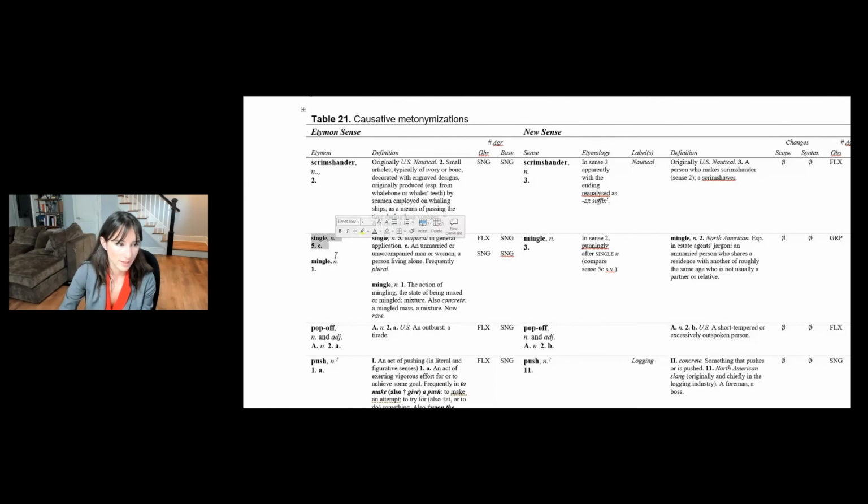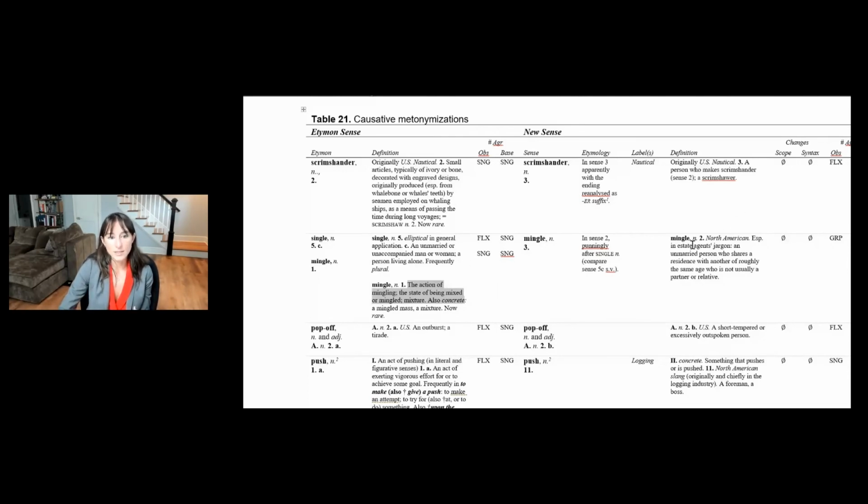So what we see over here, the new sense of mingle, a sense in North American, especially in estate agents' jargon: an unmarried person who shares residence with another of roughly the same age who is not a partner or relative. It was very difficult to determine exactly which of these senses on the left here is actually the direct etymon of mingle. The mingle sense one is the action of being mingled, the state of being mingled, mixture, etc.